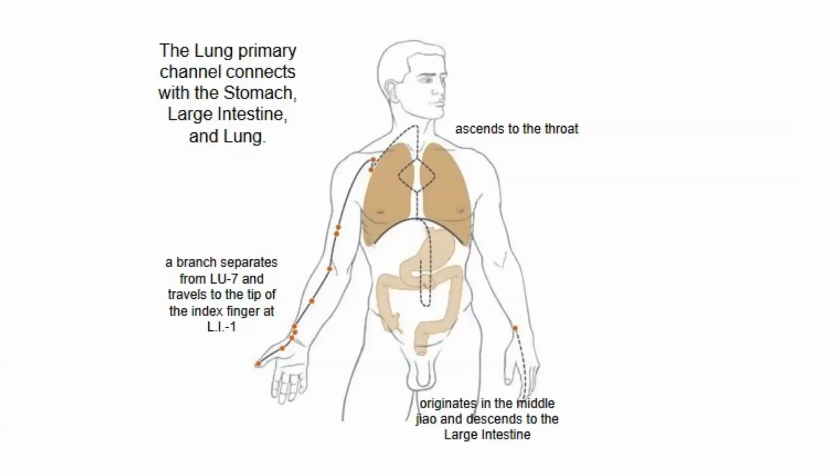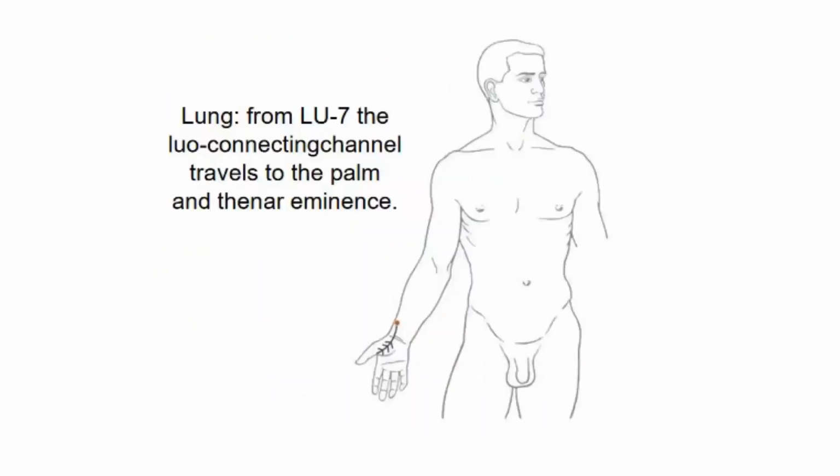So here you would see a very simplified illustration of the connection of the lung primary channel with the stomach, large intestine, and lung. So this somewhat summarizes what we have earlier presented. So here we can see the lung connecting channel, which is specifically from lung 7. We have the Lu connecting channel of the lung to travel to the palm and the thenar eminence.